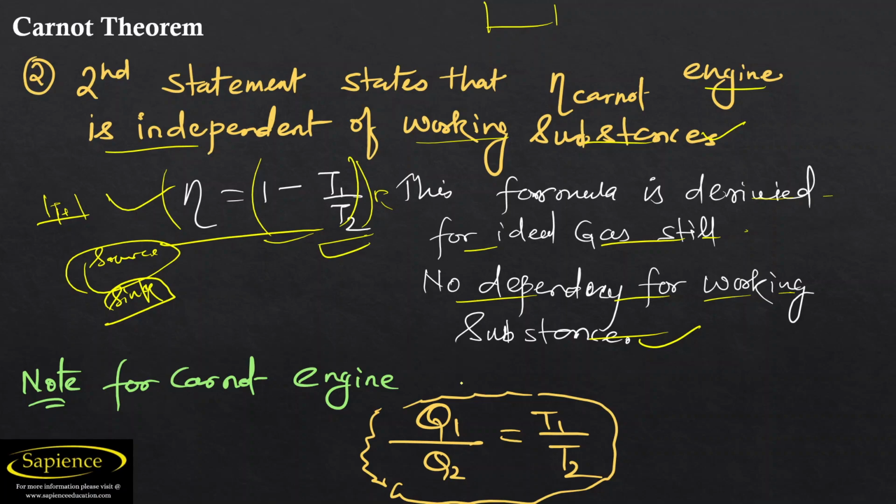So for a Carnot engine, Q1 by Q2 is equal to T1 by T2. This thing you need to understand. I hope you have understood this Carnot theorem properly.